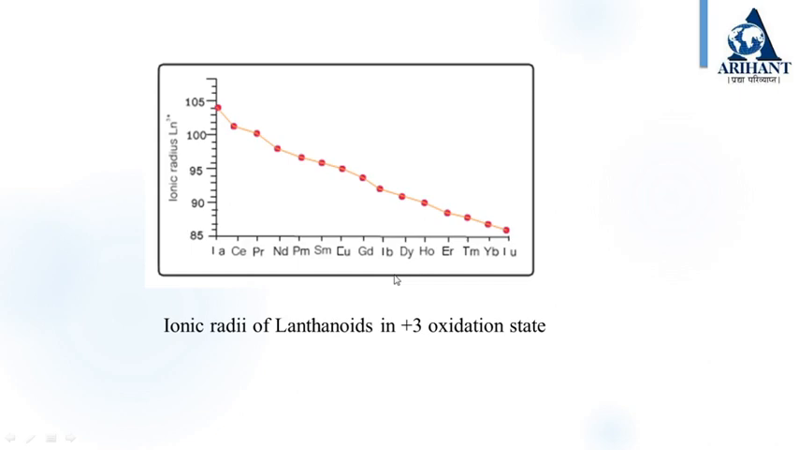The figure shows ionic radii of lanthanoids in the +3 oxidation state. It clearly indicates a decrease in ionic radii as we move across.